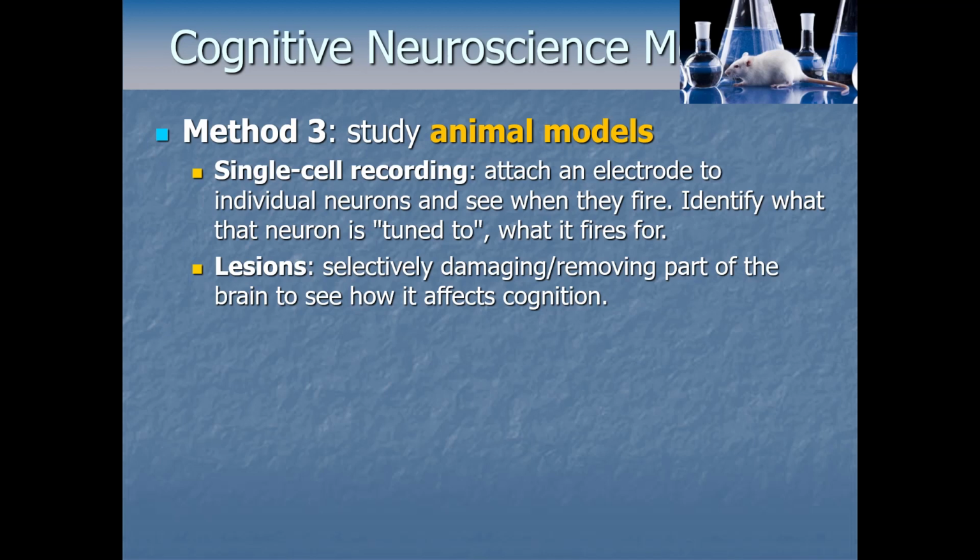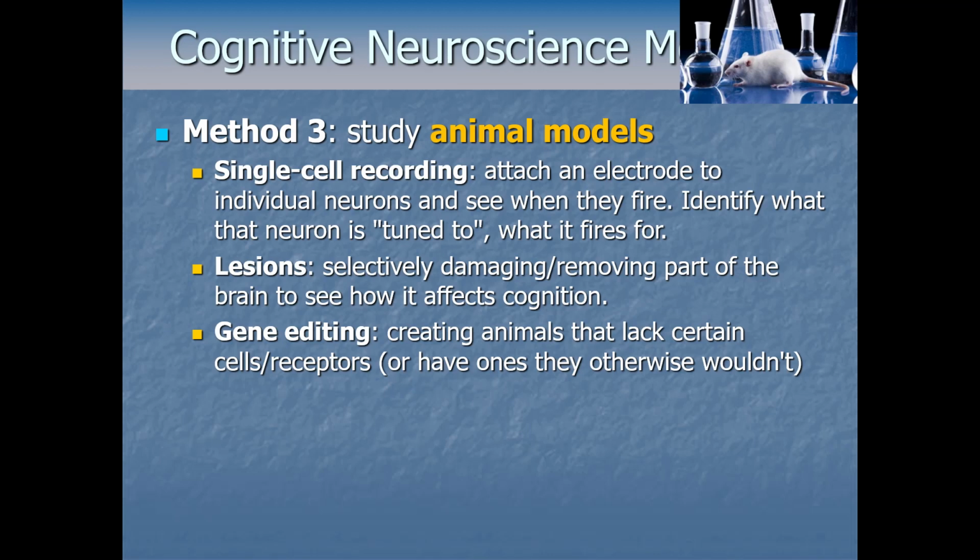What we do is just temporarily shut down an area of the brain. Like one method is to cool it, to get it really cold so the neurons can't fire for a while until it's brought back up to normal temperature. Now, there are other animal model techniques becoming more and more common in cognitive neuroscience today, like gene editing studies that involve raising animals that lack certain cells or certain receptors, or that have cells or receptors they wouldn't otherwise have as that species, just to see how that affects their behavior and their cognitive processes.